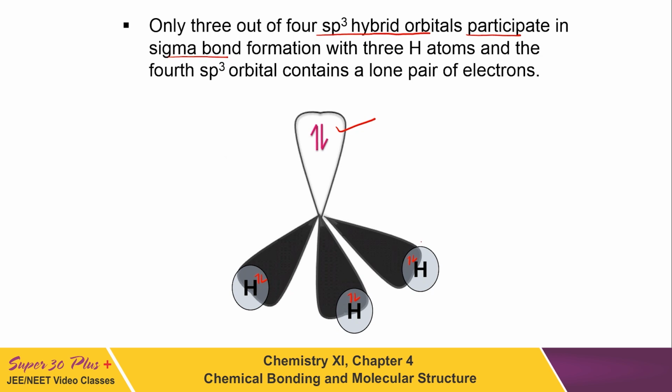And what kind of overlapping is this? This is sp3 and this is s. So this is an example of sp3 s overlapping. Not only this one, also this one is sp3 s overlapping, this one also sp3 s overlapping. So here we explained how the ammonia molecule is formed with the help of overlapping.